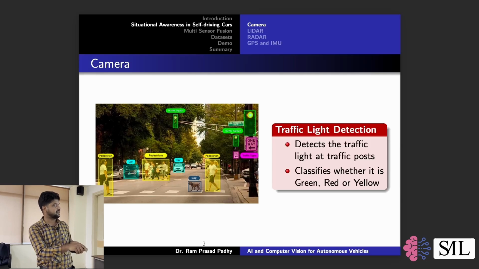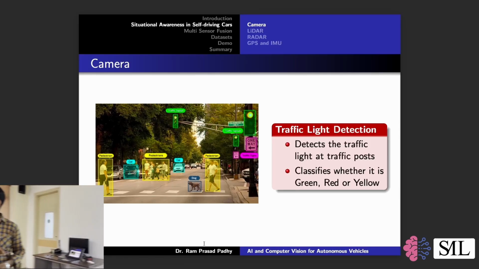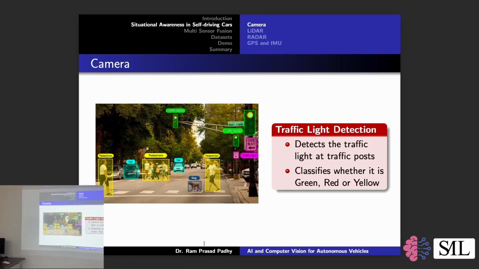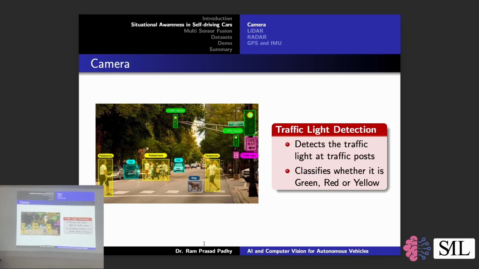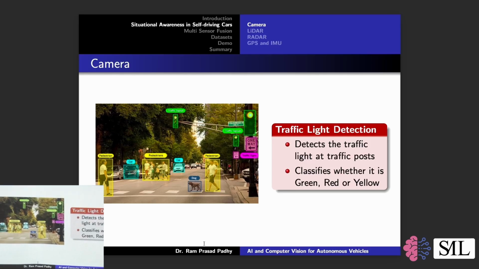Then comes traffic light detection, which is also a very important task in the case of vehicles, because you need to know what kind of traffic color is there, whether it's green or red or orange or yellow, whatever. So first thing first, to know whether a traffic post is there. Once you know what kind of traffic post is there, you need to know what is the current state of the traffic light. So that is also a very good research area. There are different data sets in this field. We can search on that.